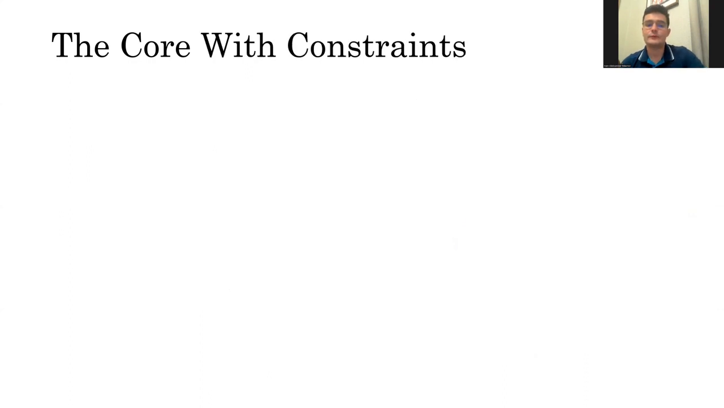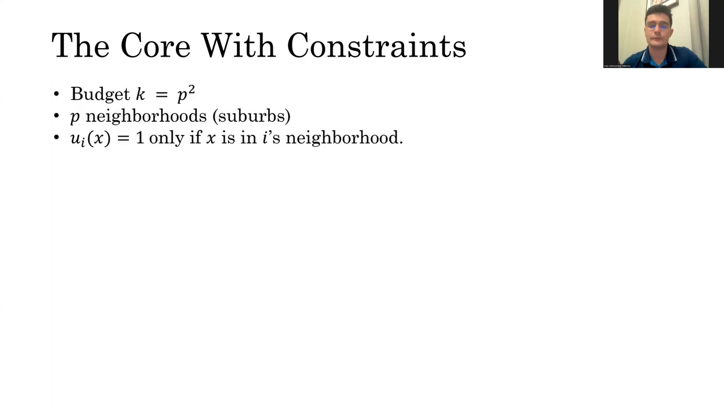We will now demonstrate with an example why the standard notion of the core may fail to provide meaningful fairness guarantees when there are constraints on the outcome. Suppose that the voters in the metro area live in P neighborhoods or suburbs with equal size, and suppose we have a budget K that is equal to P squared. A voter receives utility of 1 for each project that is built in their suburb.